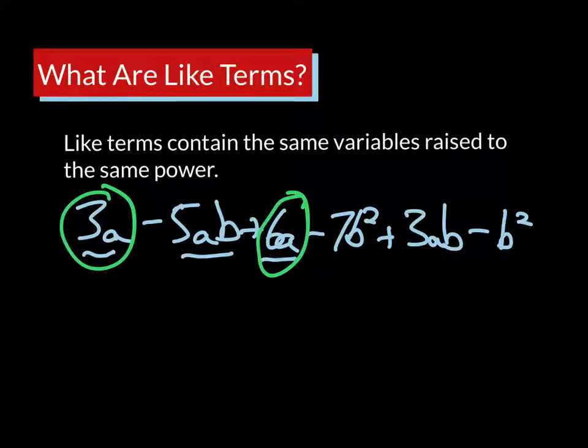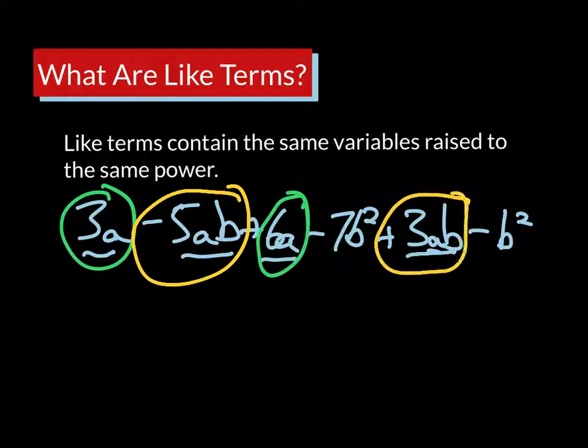So let's look at the second term. We had 5ab. It has the variables a and b both with no exponent. So now let's look at the expression and see if there are any other terms that have the same variables raised to the same power. We can see that the term 3ab has the same variables also raised to the same power. So minus 5ab and 3ab are like terms.